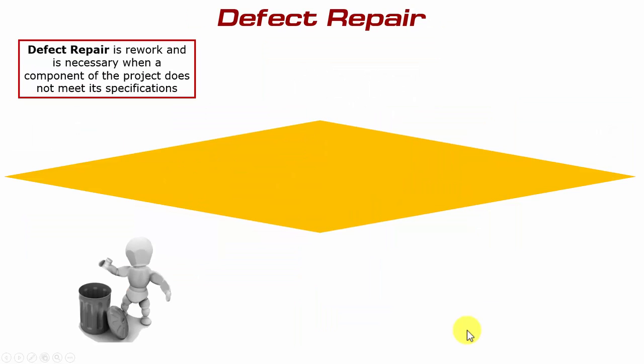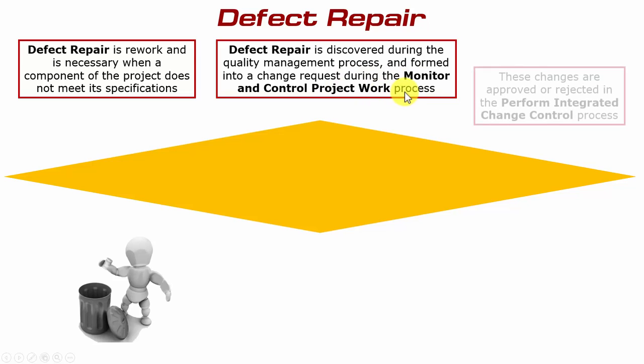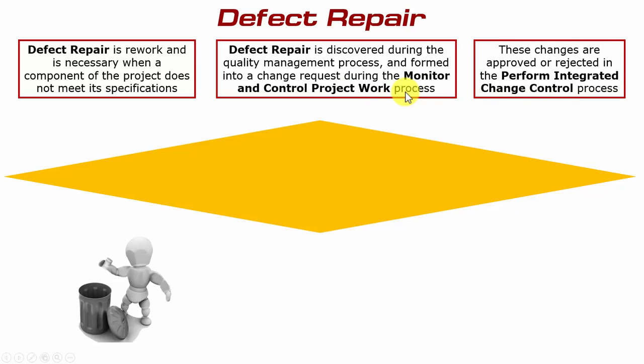And for the usual reasons, as a result of controlling procurements, there may be a need to raise a change request. The third type of change is called defect repair, and this is very simple in that it's really rework, and it is necessary when a component or a deliverable of the project does not meet its specification. In other words, it's a defect and we need to fix it. So defect repair is discovered during the quality management process and is formed into a change request during the monitor and control project work process. Now, these changes are either approved or rejected in the Perform Integrated Change Control process.